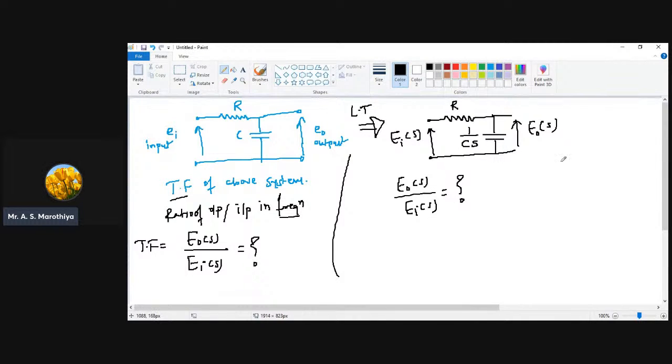Let me tell you the final answer, what you will get. The ratio of E naught of S by EI of S in this case is going to be like 1 upon R into C into S plus 1. This you will get as a final output equation. Or I can write this as 1 upon 1 plus R into C multiplied by S. So this will be your final transfer function for this particular system. Your objective is to solve this as homework.